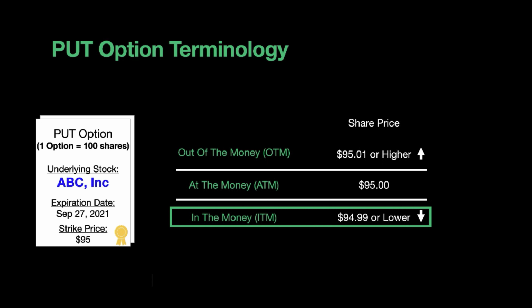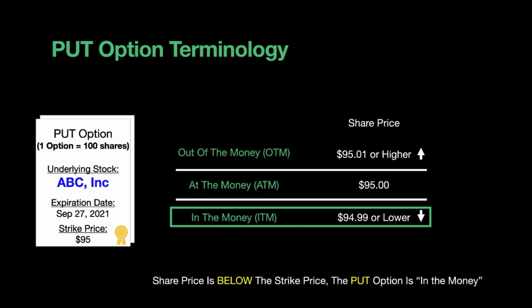And then for the last option, if the share price is below the strike price, in this example it's $94.99, exactly 1 penny below the strike price, or anything below that, then the put option is considered in the money. And when we say it's in the money, it means that the person that owns this option and sells those shares is going to be guaranteed to receive $95 per share. And that's irrespective of the current price of the shares. So if the current share price is $90, the put option owner can still sell the shares for $95.